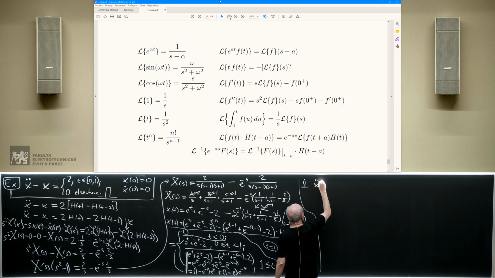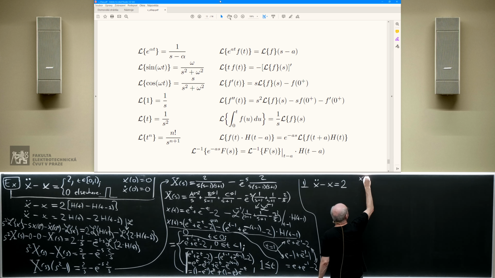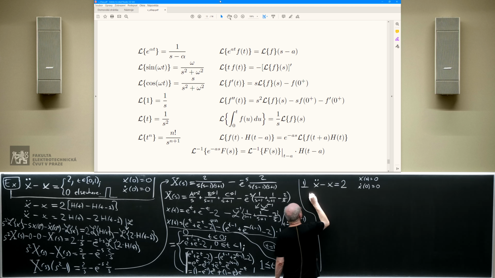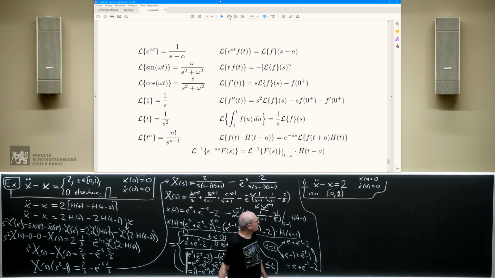So the equation reads x second derivative minus x is 2, with initial conditions x(0) is 0, x'(0) is 0, and we are handling it on the interval [0, 1]. That's important. So let's solve it. First of all, we need to find the homogeneous solution.